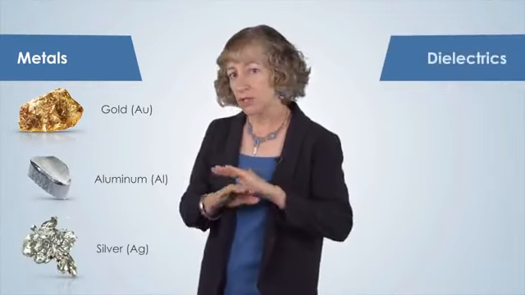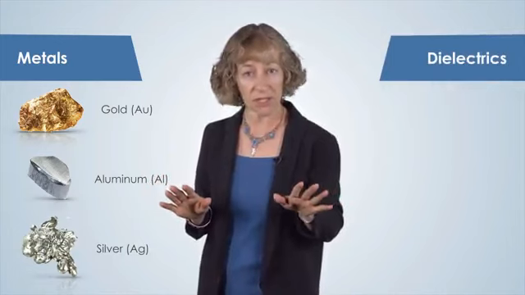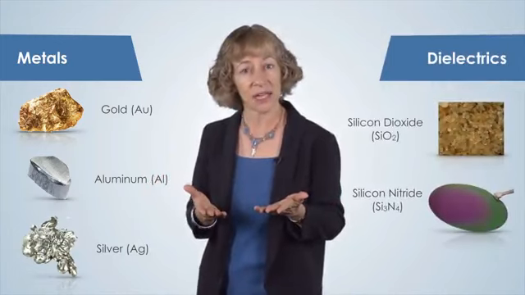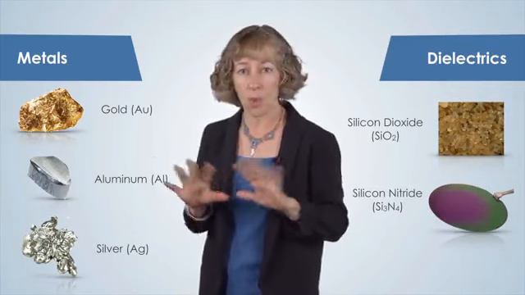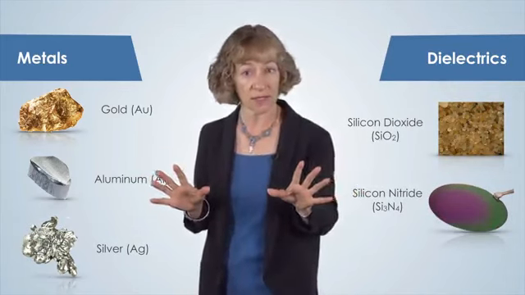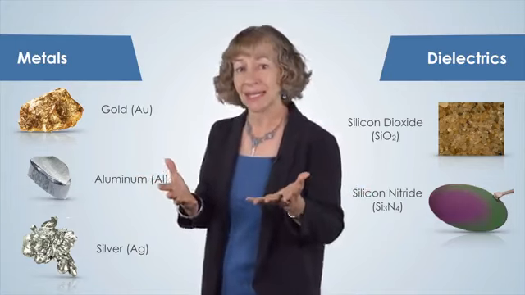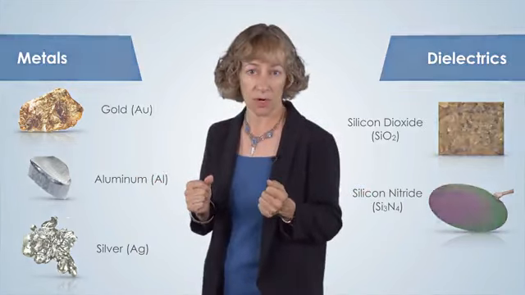Let's take a closer look at these materials. Metals are electrically conductive materials such as gold, aluminum, and silver. Dielectrics are materials that are not electrically conductive, such as silicon dioxide and silicon nitride. Both of these types of materials are used in a wide variety of structures and devices, and we often use many layers of different materials in our work.